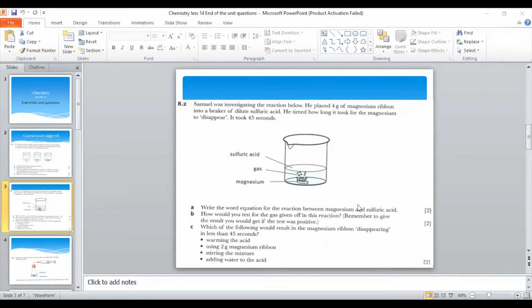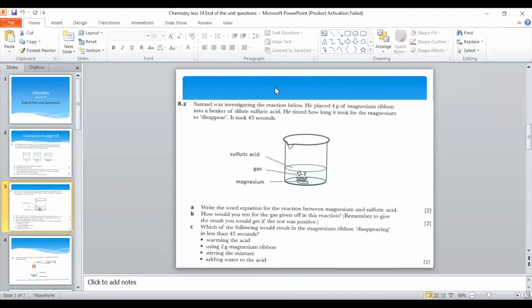Using 2 grams of magnesium ribbon would again result in the magnesium disappearing in less than 45 seconds, because we are using less solute. So it's obvious that it will take less time. Stirring the mixture: these two would help the magnesium ribbon disappear faster than 45 seconds.